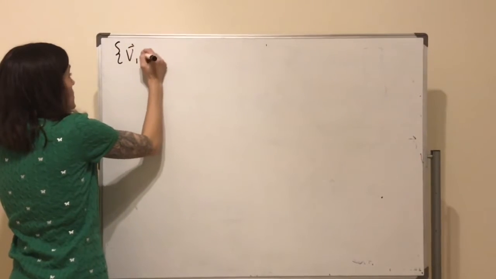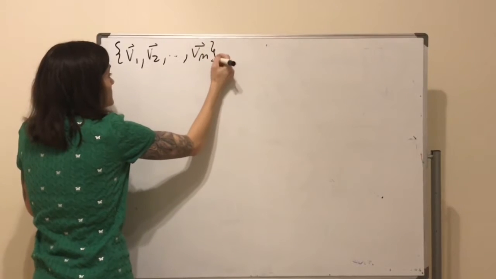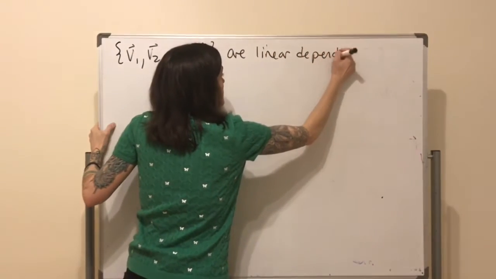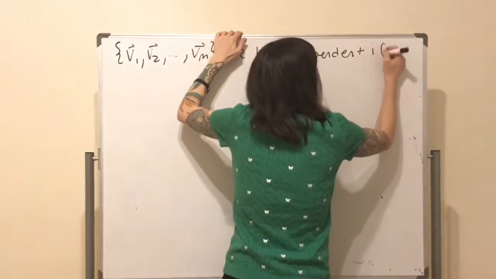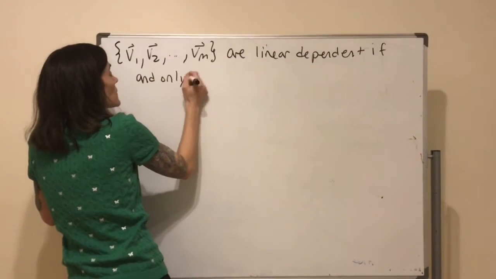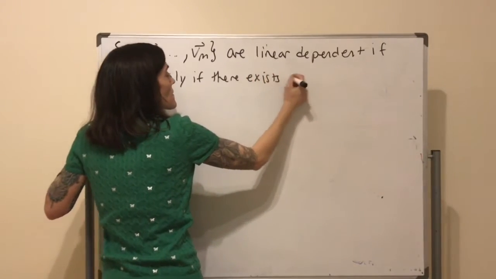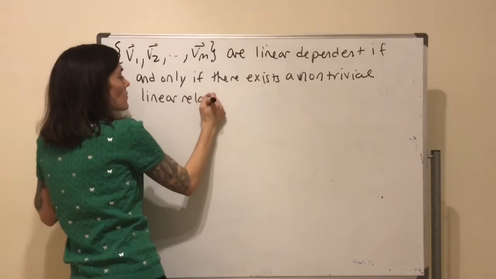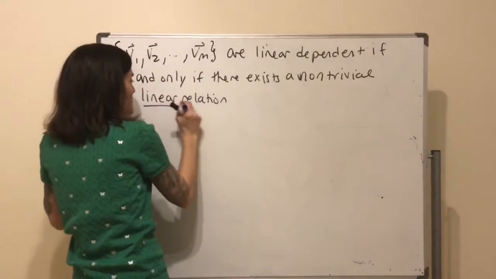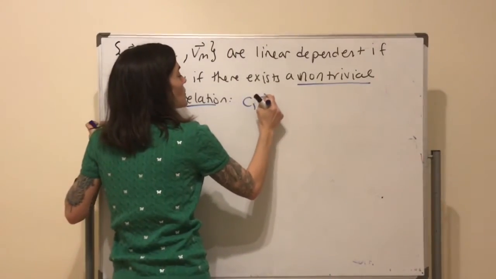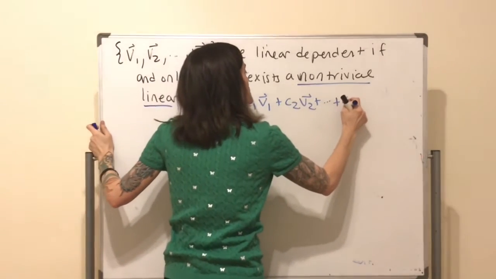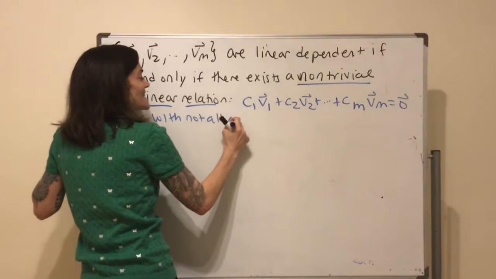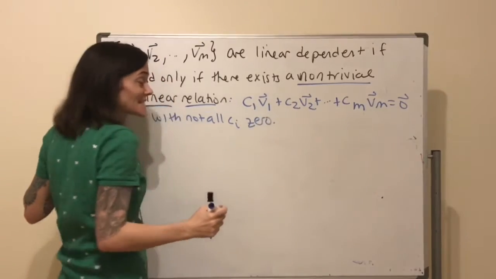So now again, suppose I have v1, v2 to vm. This collection of vectors is linearly dependent if and only if there exists a non-trivial linear relation. And as I write this, I'm going to define it. So what is a non-trivial linear relation? Well, it's some c1 v1 plus c2 v2 plus up to cm vm equals 0, with not all ci 0. Just as we saw in that example.